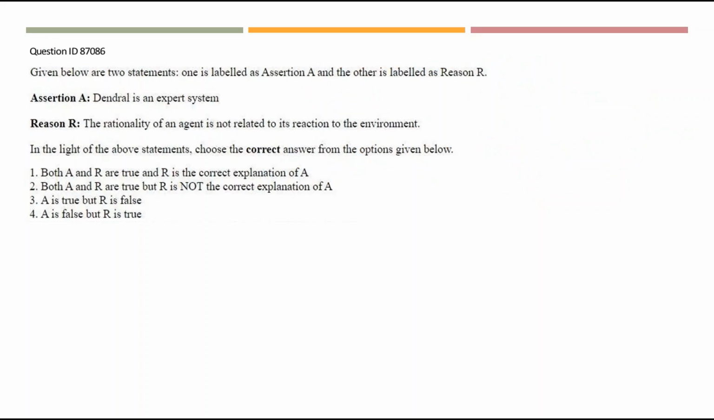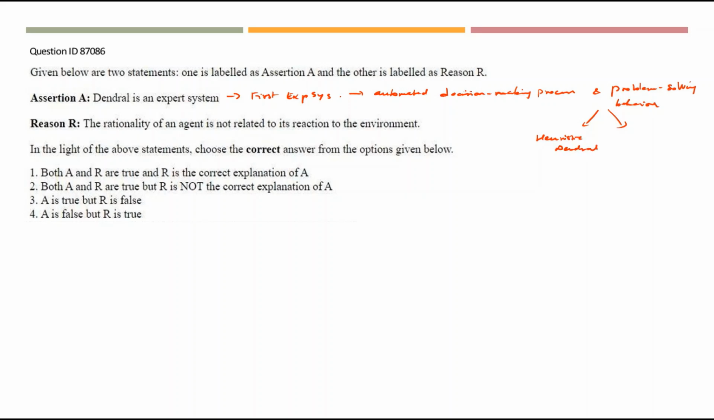Next question. Given below are 2 statements. One is labeled as assertion and the other is labeled as reason. Assertion: Dendral is an expert system. Yes, it is an expert system. In fact, the first expert system. This automated decision making process and problem solving behavior. This project consisted of 2 main programs. One is called heuristic dendral and the other is metadendral. They say this heuristic dendral is called today as dendral. Assertion is true. Let's check for the reason.